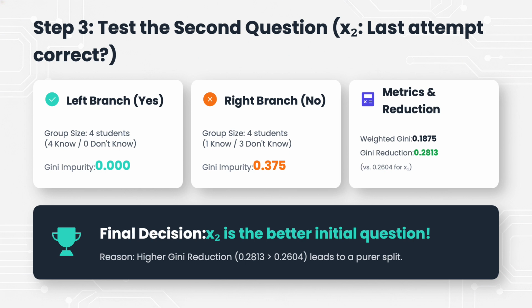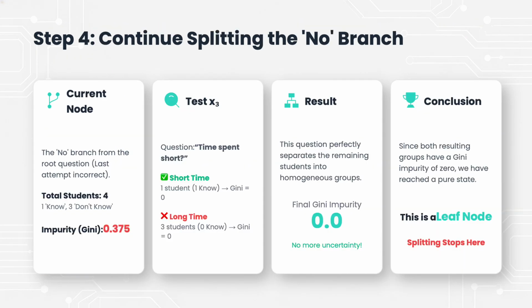Comparing this to the reduction of 0.2604 from the first question, we see that X2 provides a more significant reduction in impurity. This means asking about the last attempt is a more powerful first question to maximize information gain. Therefore, our decision tree will start with X2. Our tree's first question is: last attempt correct?